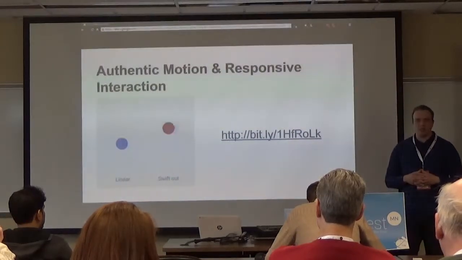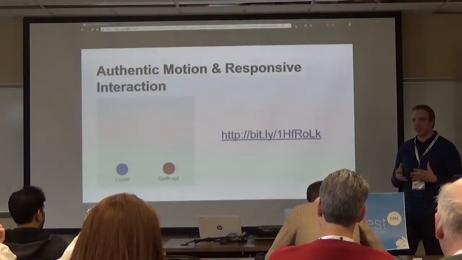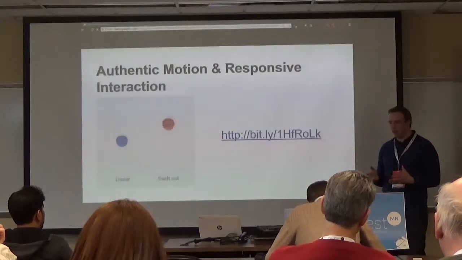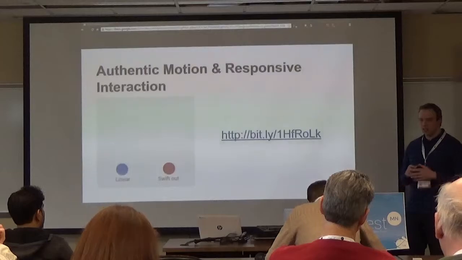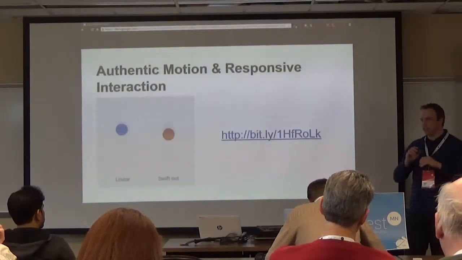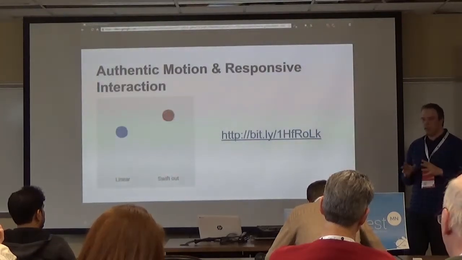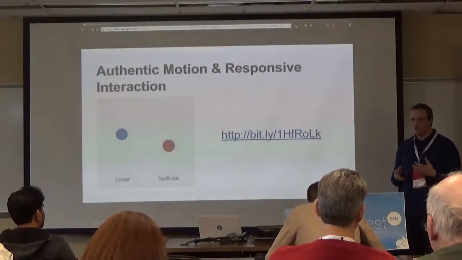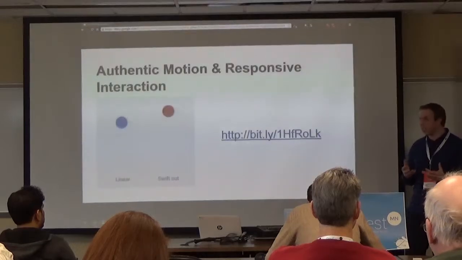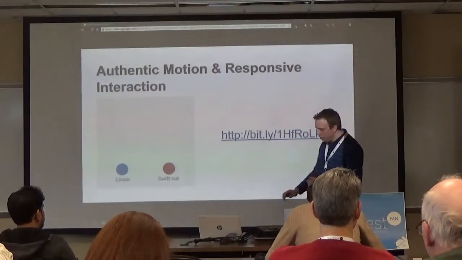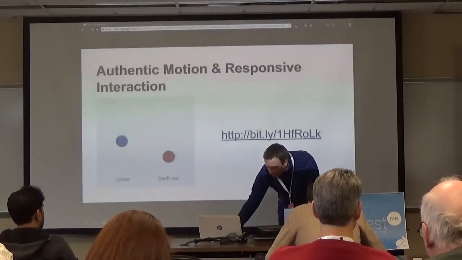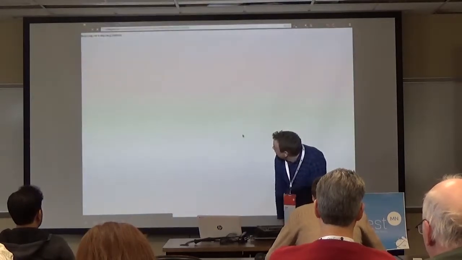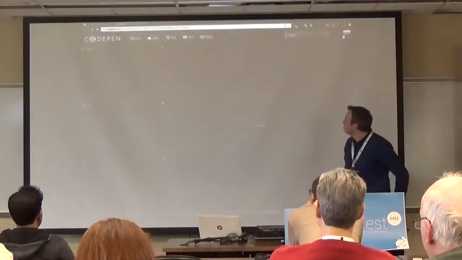The other concept is responsive interaction. What responsive interaction tells you is that when you're interacting with something, it should respond immediately. You shouldn't have any delay. When you touch something, it should immediately respond. Not only that, but once it responds, it should respond in a way that's logical. It should do something that follows a set of rules and makes sense. So I'm going to show you an example of that authentic motion and responsive interaction in something that we developed.